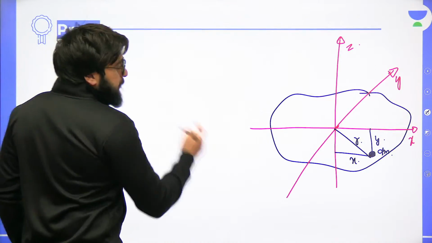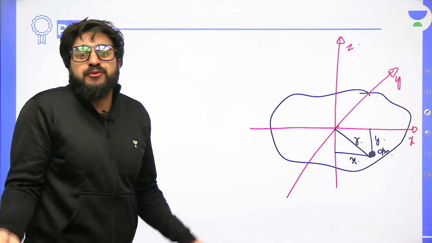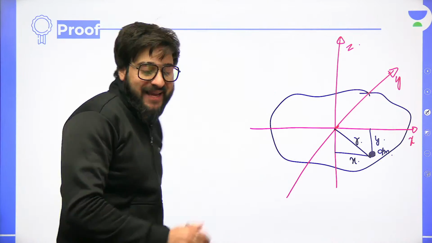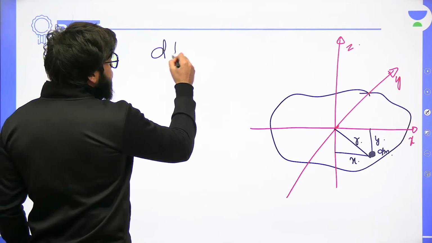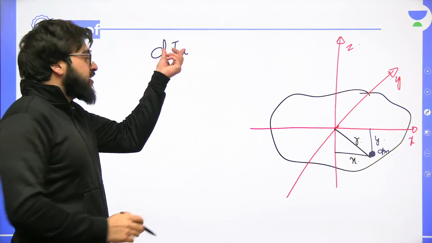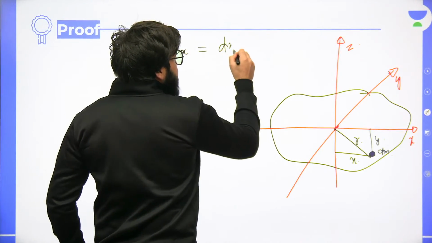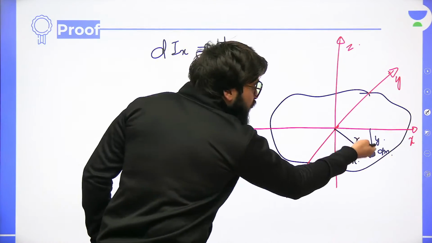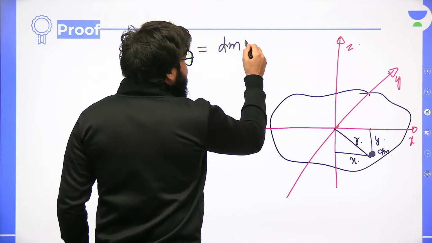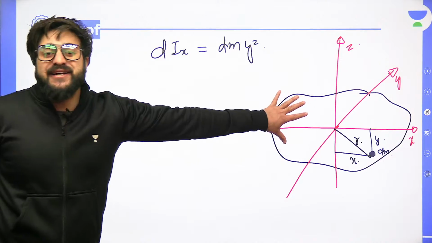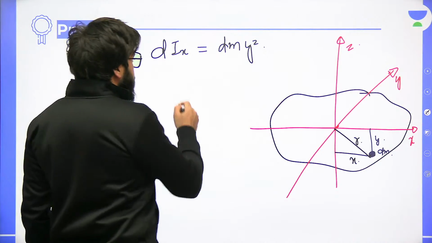You will say, sir, because of this small mass, this is dm, the moment of inertia will be very small, that is dI. So can I simply say that the small moment of inertia about x, dIx, is nothing but dm times how far this is from the x-axis, that is y squared. That's why I'm writing y squared, okay? I hope there is no confusion in your mind.